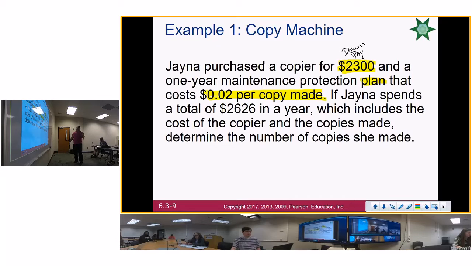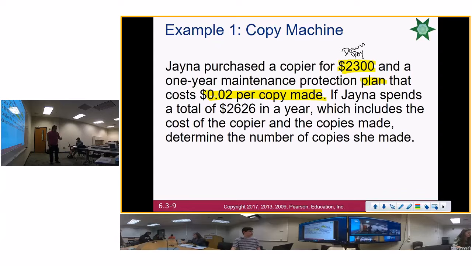Dana purchased a car for $300 down payment and a 1-year lease for 52 cents per mile. You might see something like that, or you're parking in a parking garage for $5, and for each additional hour after the first hour, you pay $1.75 per hour. I've given you 3 problems there. This is how you do it. The down payment goes first, $2,300.